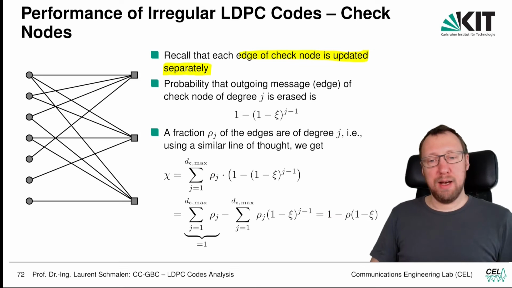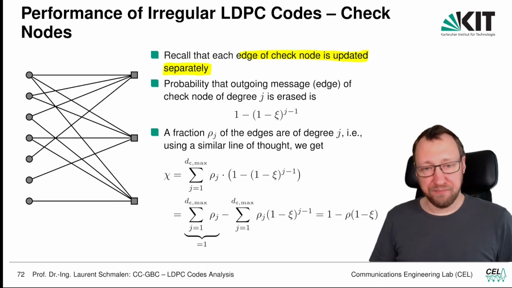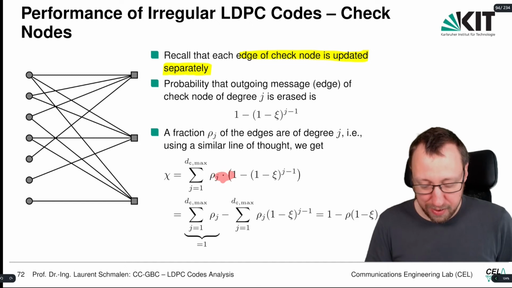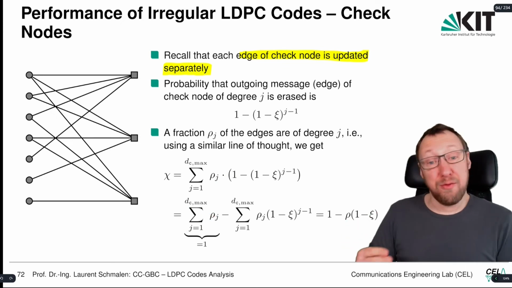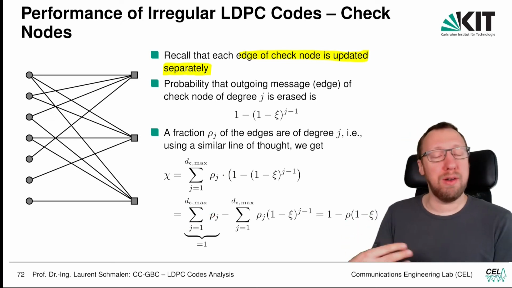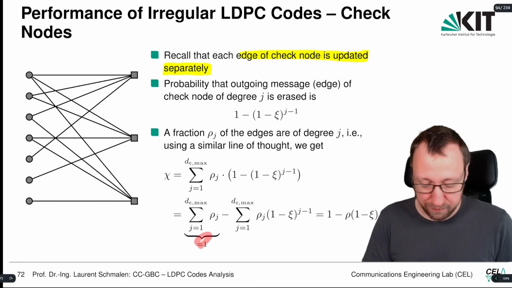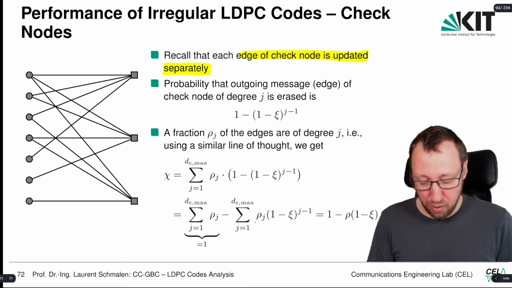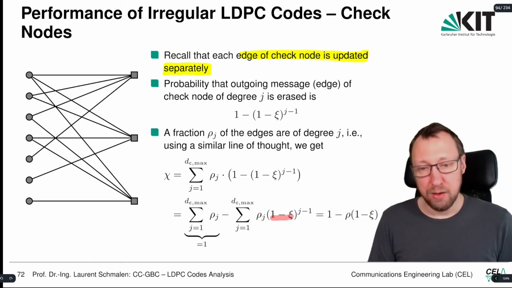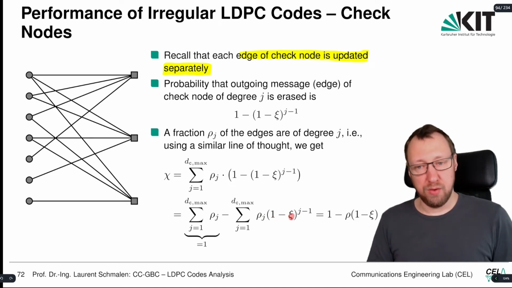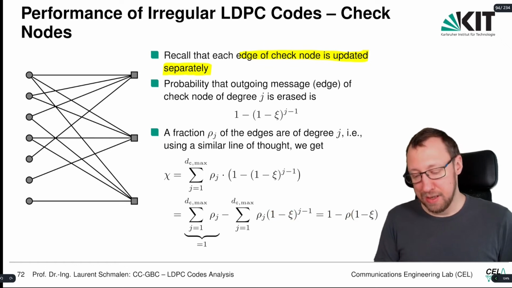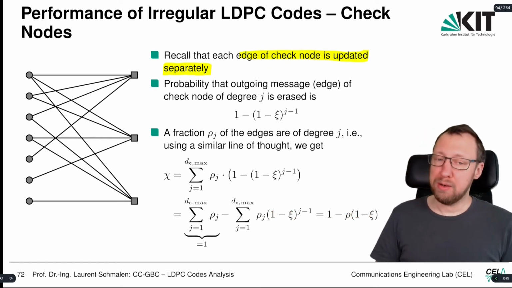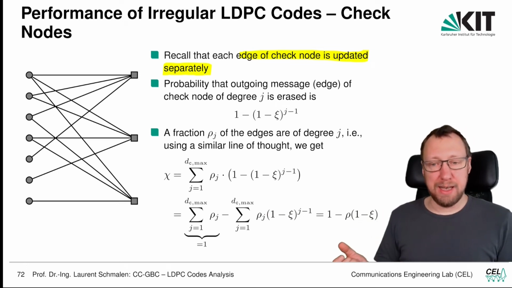This we can also insert, or we can factor out. So this is the sum over all j of rho j. Rho j is a fraction of edges, so if you sum up over all the fractions, we get 1. So this is 1 minus the sum over all rho j times 1 minus xi to the power j minus 1. And this is then finally 1 minus rho evaluated at 1 minus xi. So now we also have an expression of chi as a function of xi, including rho.